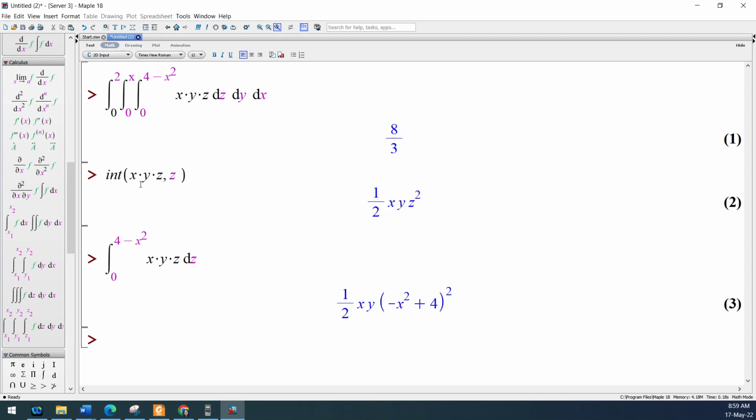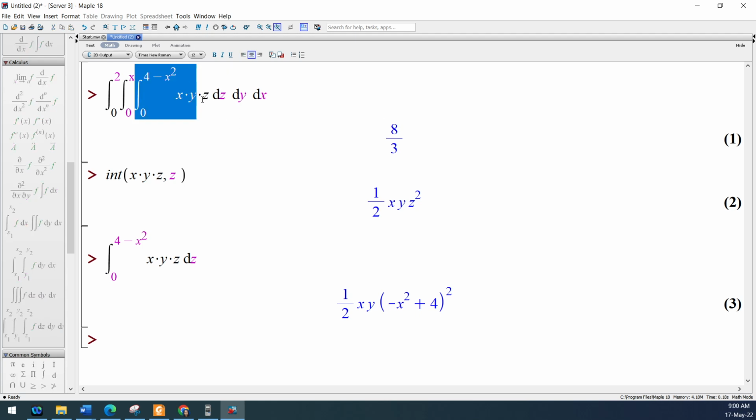Okay. This one is okay. int is the integrate. This is using the old version. Integrate xyz with respect to z. You should get half xyz squared. So you see, you can actually use software to help you with the integration.